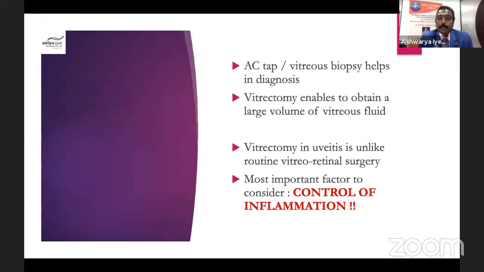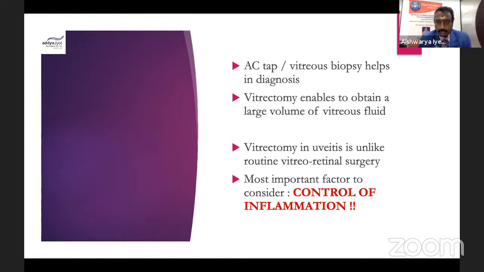So anterior chamber tap and vitreous biopsy help in diagnosis. Vitrectomy enables us to obtain a large volume of vitreous fluid. Vitrectomy in uveitis is unlike routine vitreoretinal surgery, and the most important factor is control of inflammation. So my friend, Professor Frank Koch, had designed a vitrector, and he called it Intractor because he had a 23 gauge tip with a cutter, and it was battery operated, and it was a 2-channel.